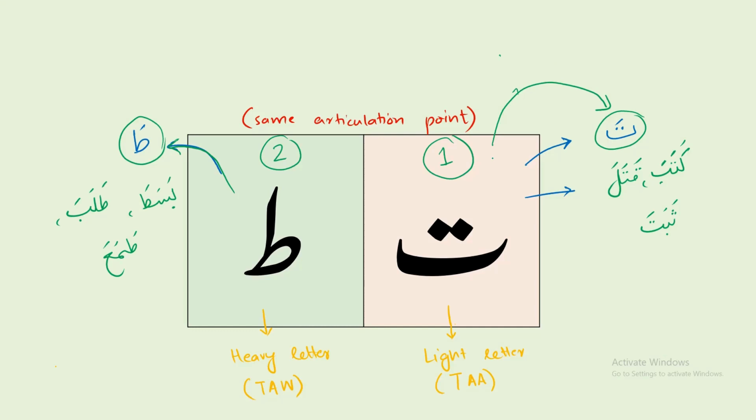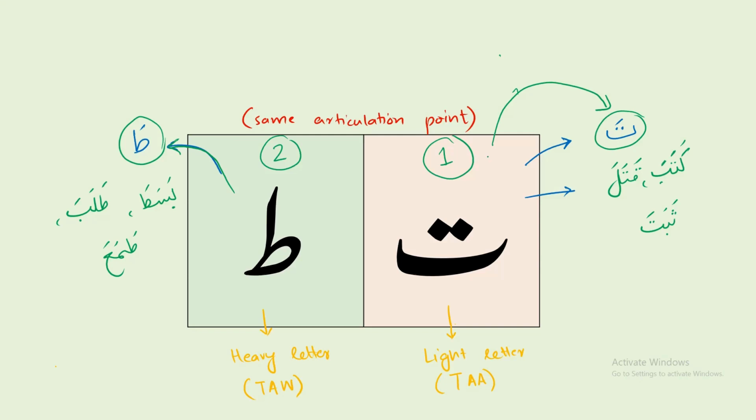Our tongue is in a resting position and we just push the air out of our mouth. And that is why we say this is a light letter. But whenever a letter is heavy in Arabic, we raise the back part of our tongue to make that letter sound heavy. So for the first letter ta, the tongue is in resting position and we make this light sound.